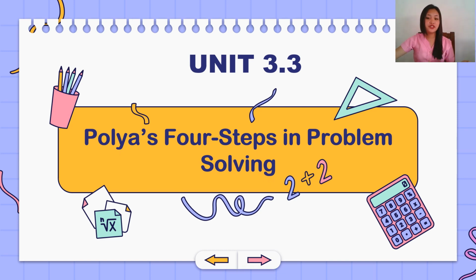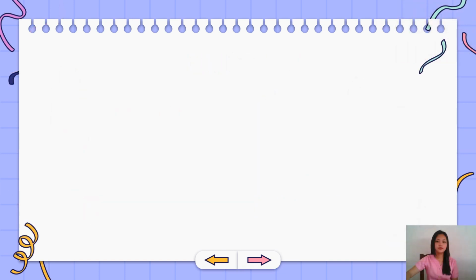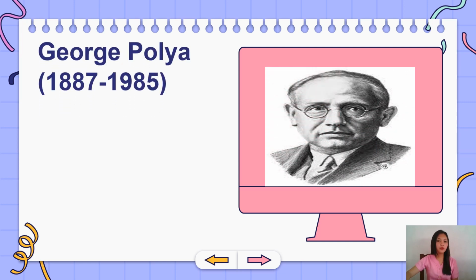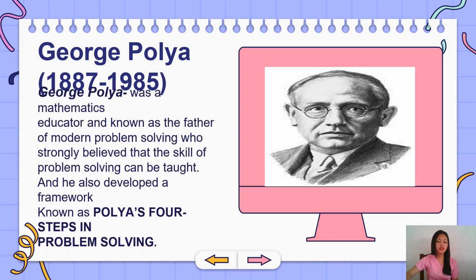Before we dive into the steps made by Polya about problem solving, we should know first who Polya is, or what we call George Polya. So this is George Polya. George Polya, 1887 to 1985, was a mathematics educator and known as the father of modern problem solving, who strongly believed that the skill of problem solving can be taught.